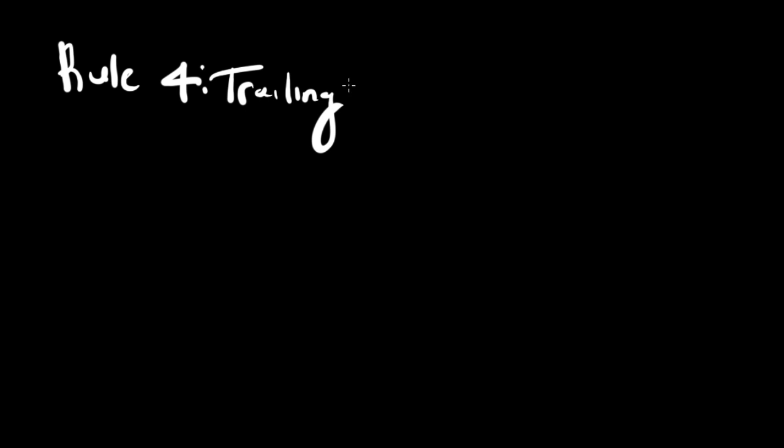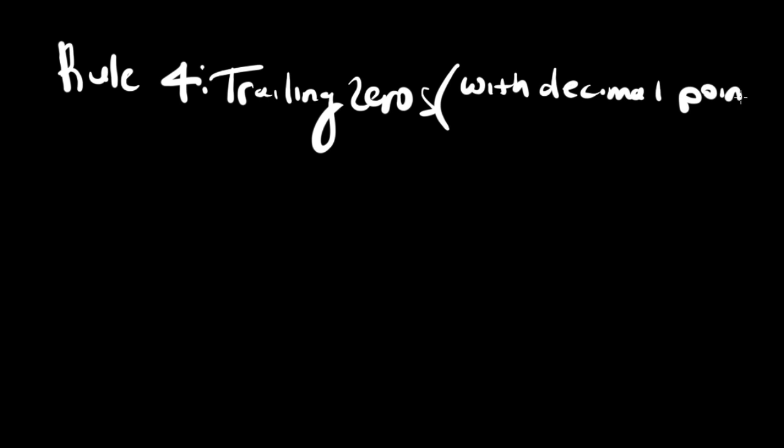All right, rule 4. This is where it starts getting not tricky, but a little tricky. Rule 4 is that trailing zeros are sometimes significant and sometimes not significant. But I made it my own rule: trailing zeros with a decimal point are significant. There we go. So trailing zeros with a decimal point are significant.